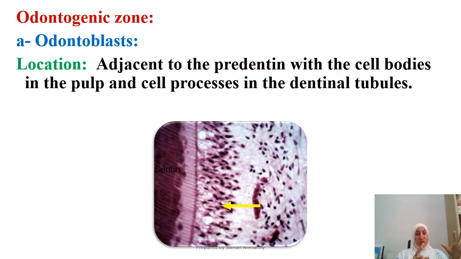The odontogenic zone, of course, the maestro of this zone will be the odontoblast, and the odontoblast exists adjacent to the predentin. It's the matrix that the odontoblasts themselves secrete. Thus, odontoblasts lie adjacent to their matrix, predentin, and the cell body exists in the pulp, while their processes extend into the dentin to fill the dentinal tubules.